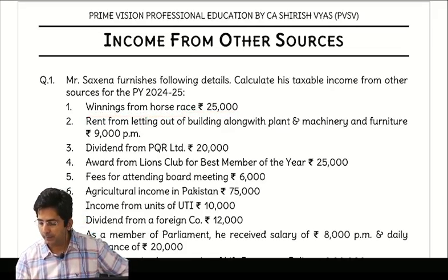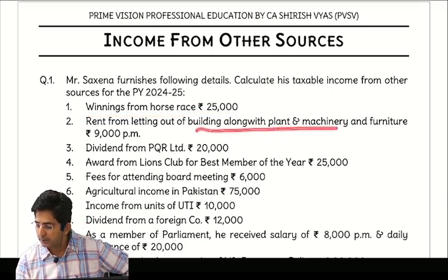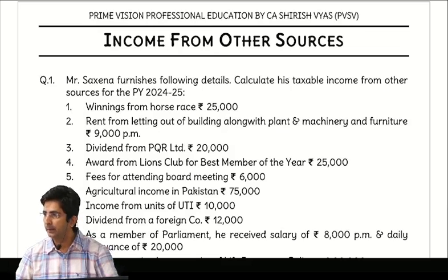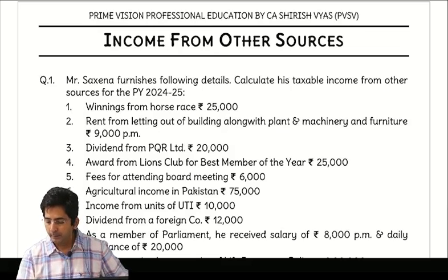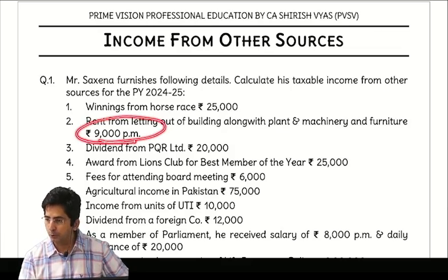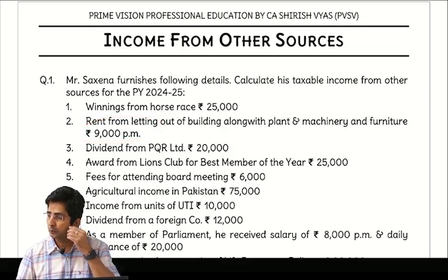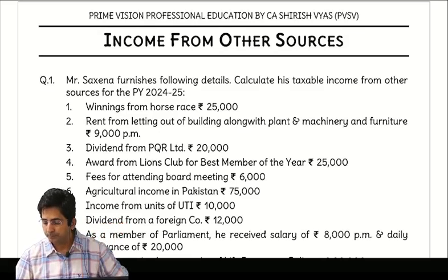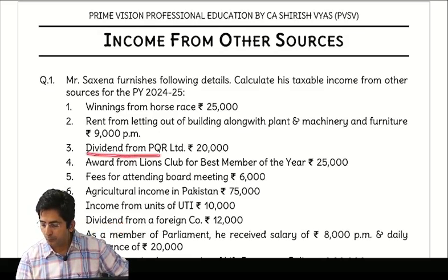Taxable. Okay. Then rent from letting out building along with plant and machinery and furniture. Whenever you find building plus other asset combined, it is composite rent. And 9,000 is per month, so you will multiply by 12 months. So that comes to 1,08,000, fully taxable, outer column. Okay. Dividend from PQR Limited, fully taxable, outer column 20,000.